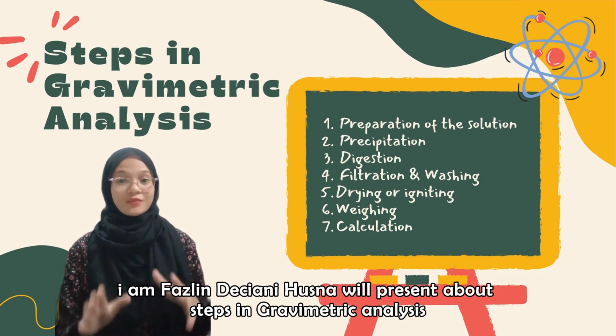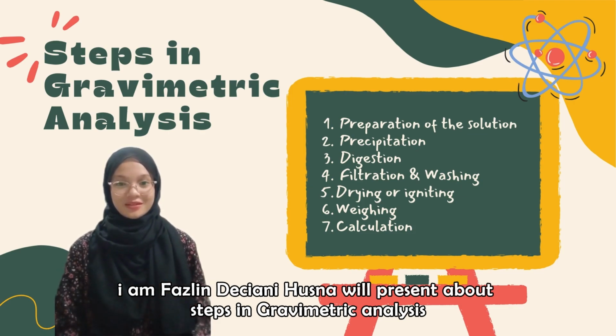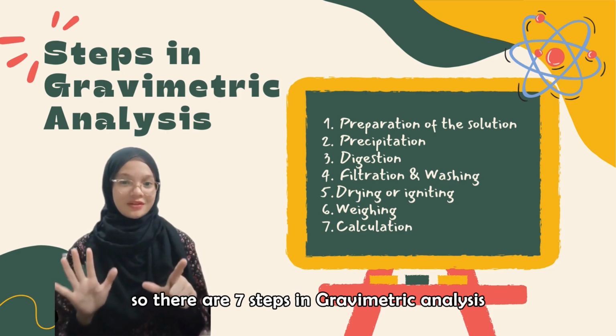Now we present the steps in gravimetric analysis. So there are 7 steps in gravimetric analysis.